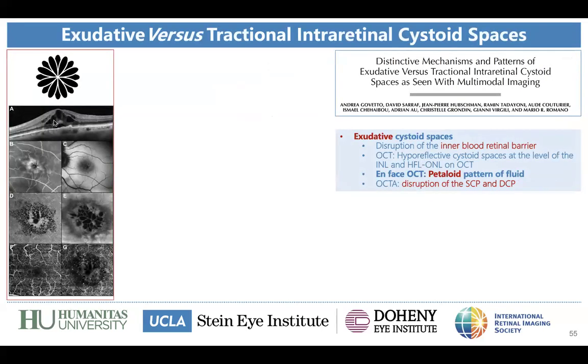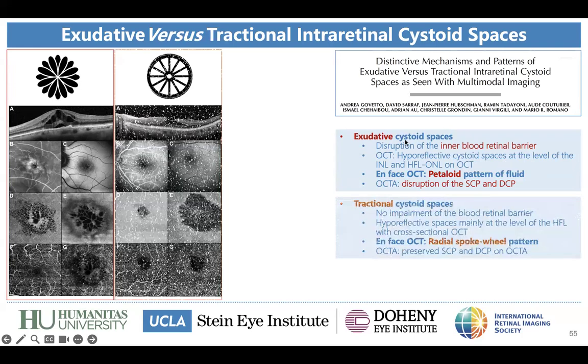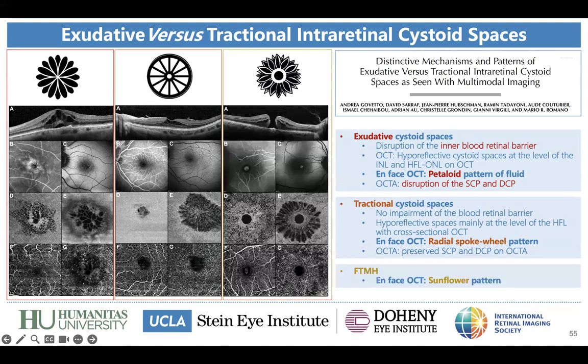You all know that exudative maculopathies are characterized by a petaloid pattern due to the disruption of the inner blood retinal barrier, while tractional diseases are actually characterized by this typical radial spokewheel pattern. And finally, full thickness macular hole can have these sunflower patterns similar to what Luis was mentioning earlier.